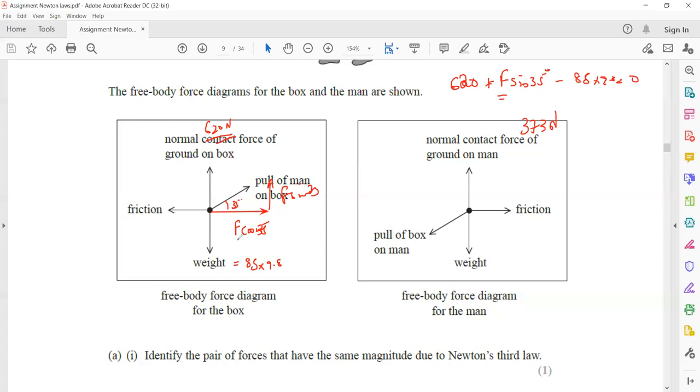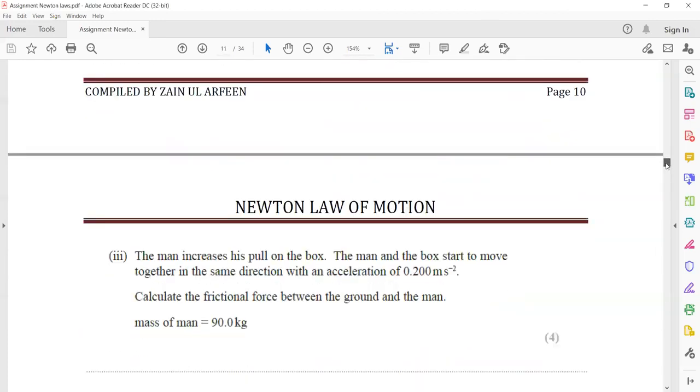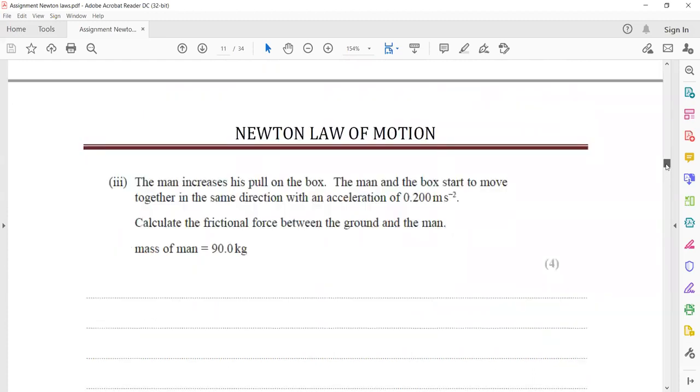And then when you need friction, how to get the friction? After getting this F, F cos 35 minus the friction will be 0. Why? Because horizontally there is no acceleration. Then the man increases his pull, the man and the box start to move together. Calculate the friction force between the ground and the man.